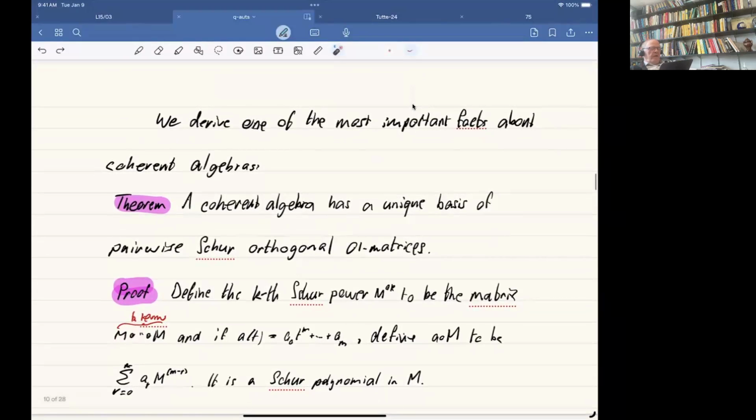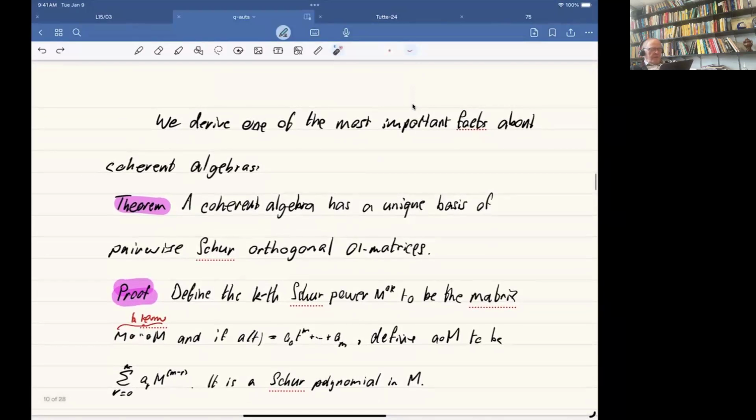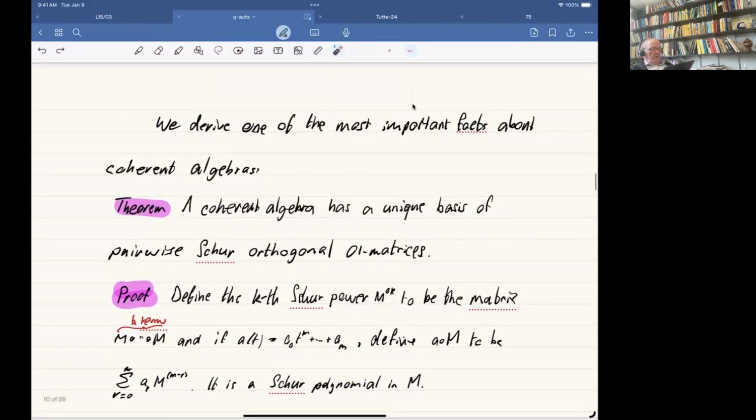So I'm going to prove the quantum permutation analog of that eventually. But I want to do, actually, yeah, this will work better. I want to prove a very important property of coherent algebras. The point is, we're dealing with coherent algebras over the complex numbers, or maybe the reals, it doesn't really matter. And so it's an algebra, it's a vector space, so it has bases.